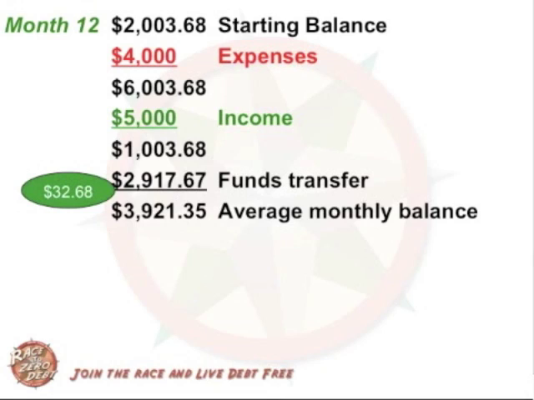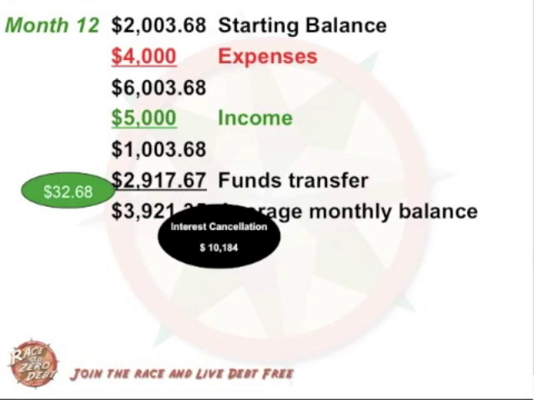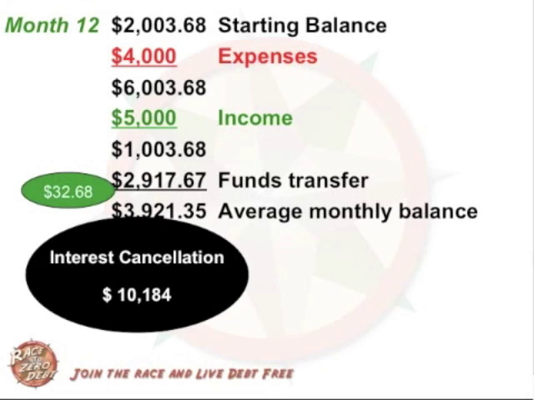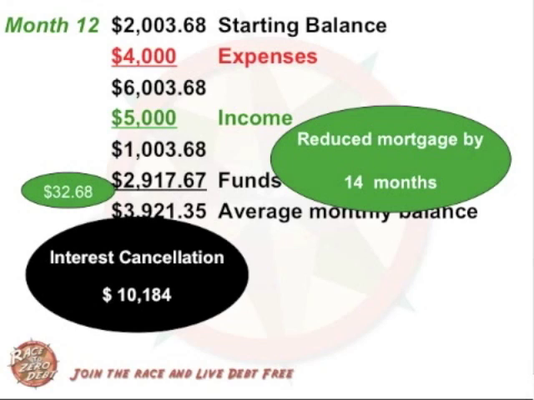Our new balance is $3,921.35 with a finance charge of $32.68. Okay? We just canceled out another $10,184, reduced our mortgage by another 14 months.